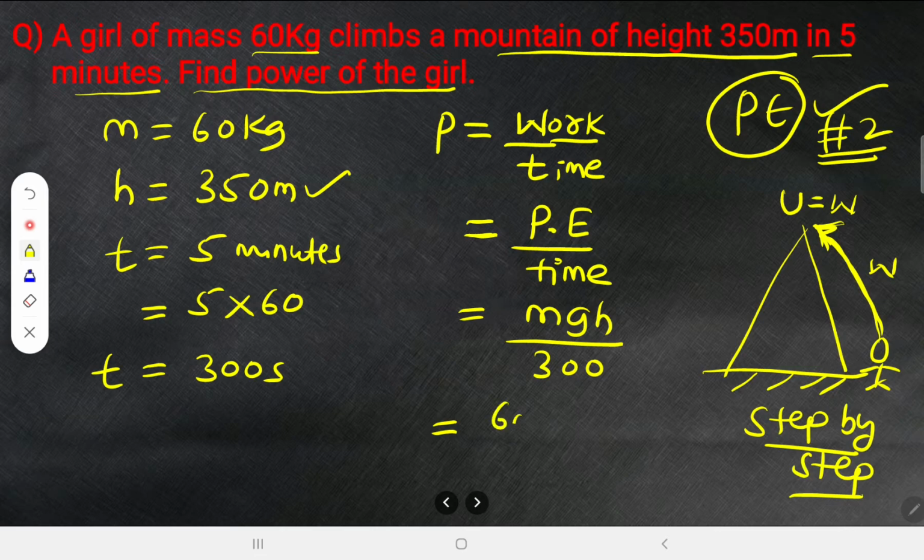What is m? 60. What is g? You can take it as 10. And what is the height? Height is going to be 350 meter. Then divided by 300. All right, here 0 gets cancelled.